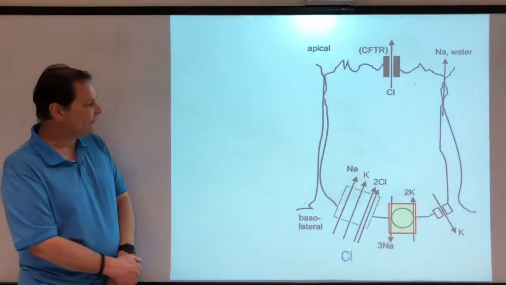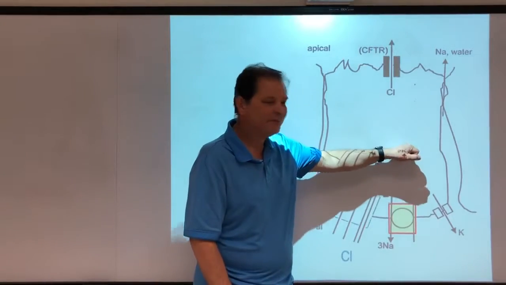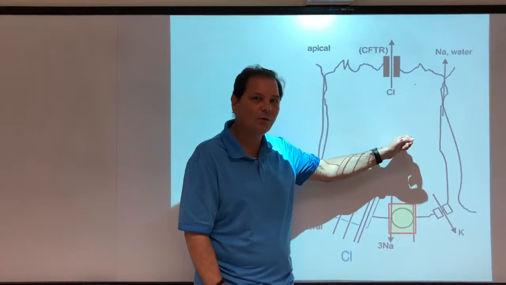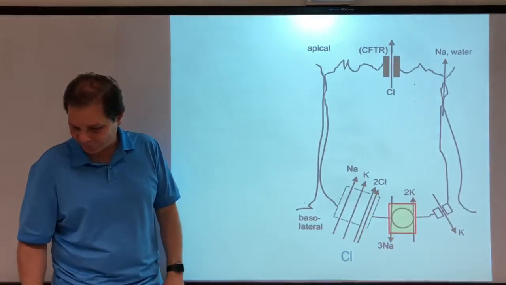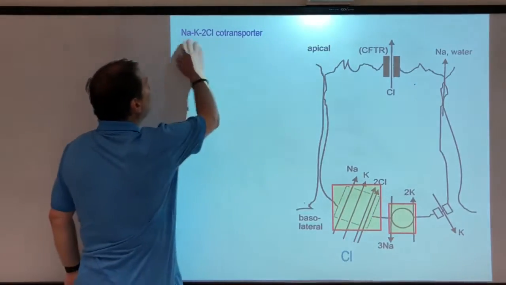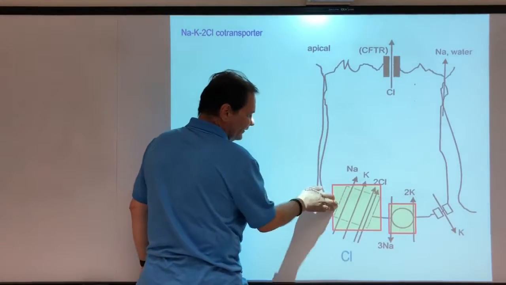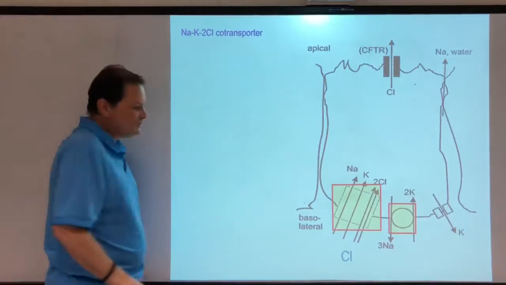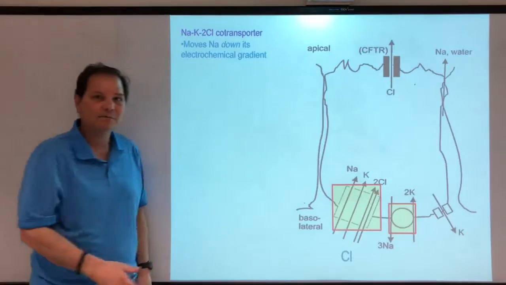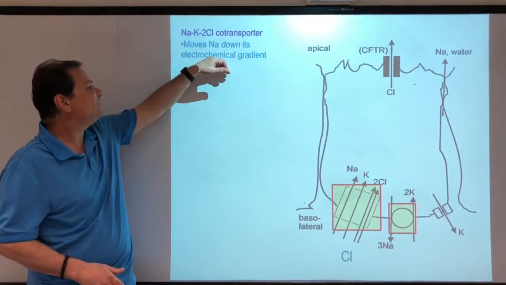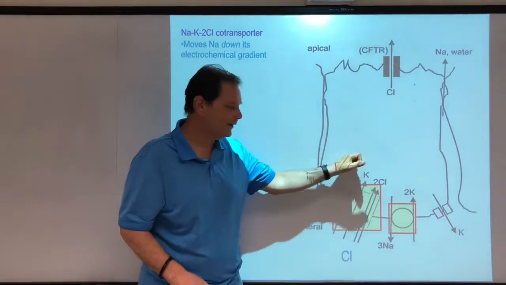Okay? Note the sodium-potassium ATPase, maintaining our sodium gradient, specifically maintaining a low intracellular sodium. And as usual, that's what's going to drive this transport process. In this case, the transporter involved is the sodium-potassium-2-chloride cotransporter. It's in the basolateral membrane, and it transports sodium from high concentration to low concentration. Okay? So this is driving our transport. The sodium wants to move down its gradient from high to low.